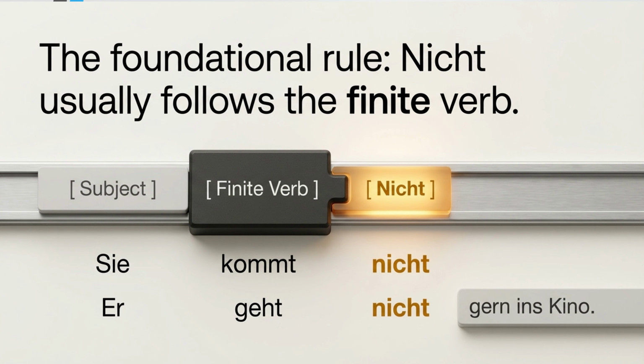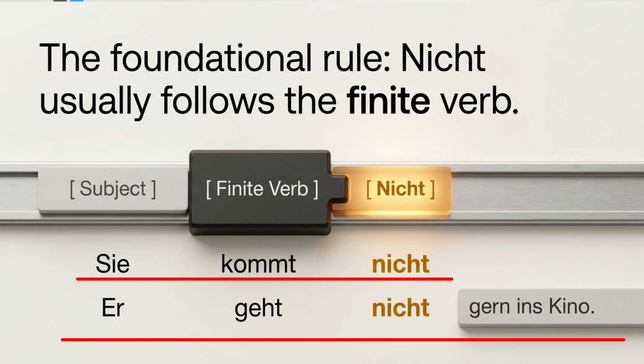So where do we put nicht? Usually it follows the finite verb, that is the conjugated verb. A simple example is Sie kommt nicht. Another example, suppose if we wish to say he doesn't like going to the cinema, we will say Er geht nicht gern ins Kino.